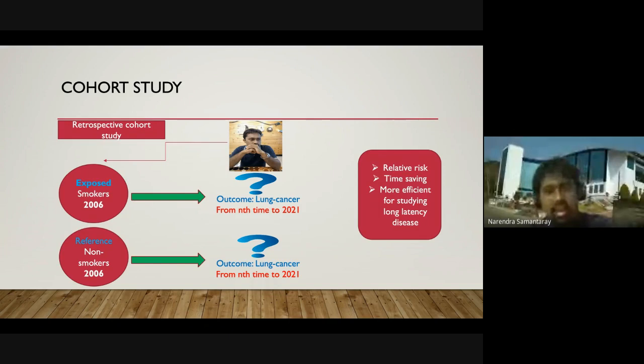So in a way, the basic advantage is that this is time saving in nature and it's more efficient for studying long latency diseases. As I told, the longer the disease takes to develop, a prospective cohort study will have to wait for that. But in a retrospective study, obviously, the time taken is only as long as most of the records will be available to you, and you have to only do the analysis. That will be the time taken. So here, long latency diseases also can be studied. And obviously here you also calculate relative risk.